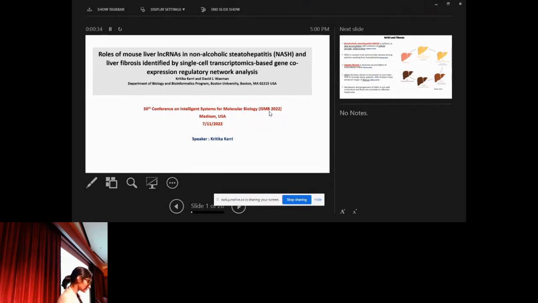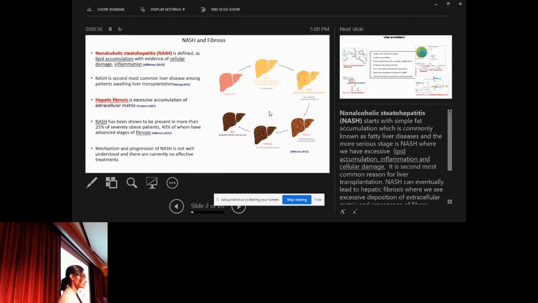So let me give you a brief background of the disease that we are looking at here, that is NASH. NASH basically starts with a simple fat accumulation, which is known as steatosis, that eventually progresses into a more serious condition, which leads to excessive inflammation and cellular damage, which is called NASH. And then there are more severe conditions that lead to extracellular matrix deposition, which is called liver fibrosis.